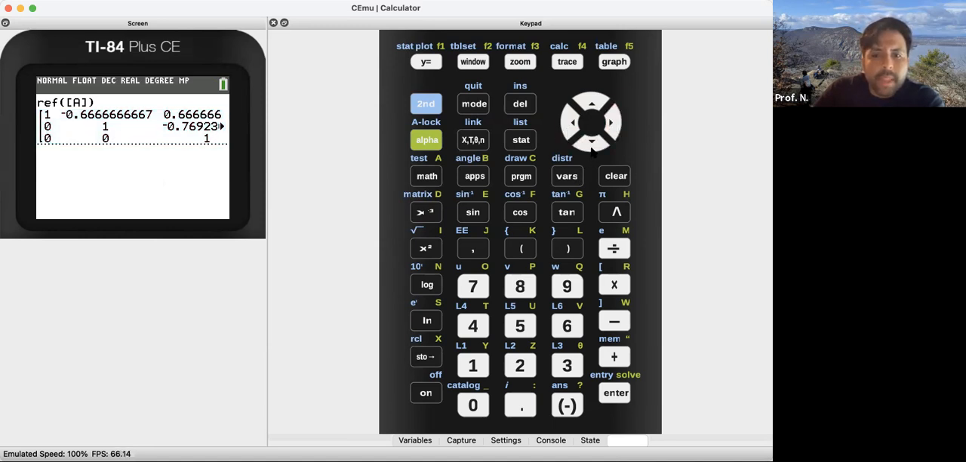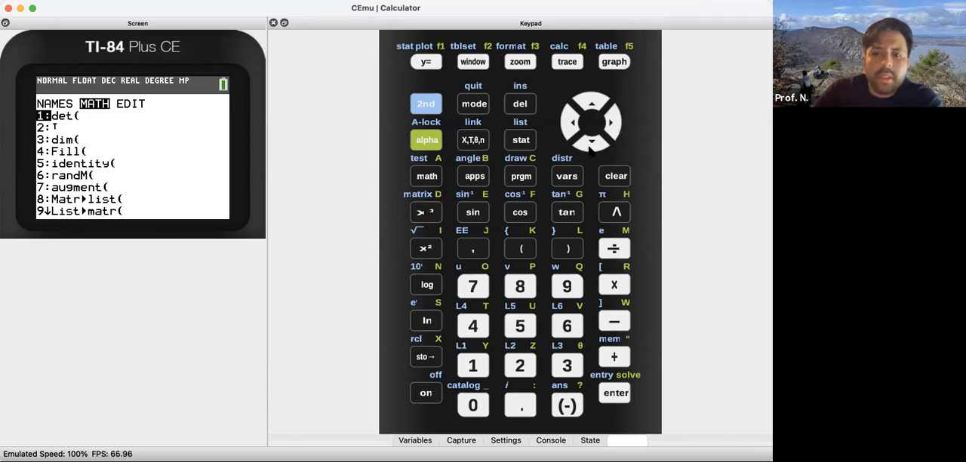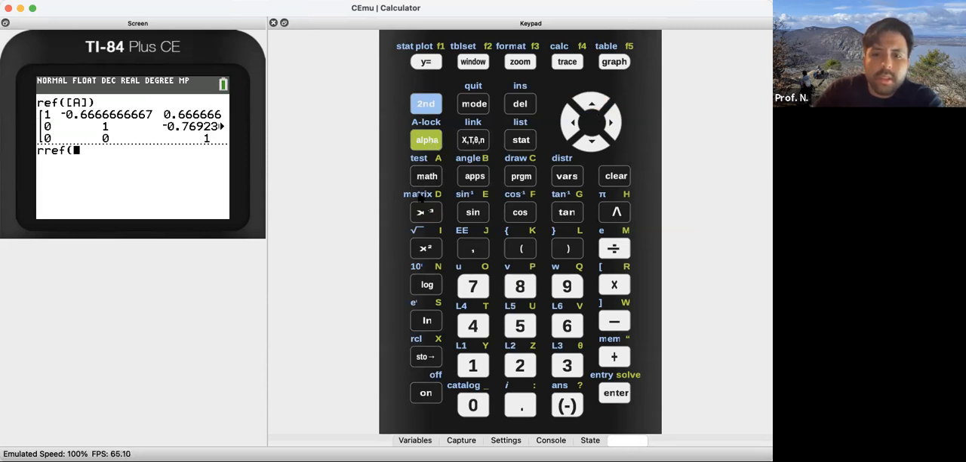But now let me try the row reduced echelon form. So I do second matrix, and I go to math, and I go to RREF instead. And then I choose my matrix A, and I press enter. And I get exactly what I was supposed to get. I get the exact matrix. So this is an excellent way, if you have a calculator like this, to check your work when you have to actually do it by hand. So this is a great way to check.